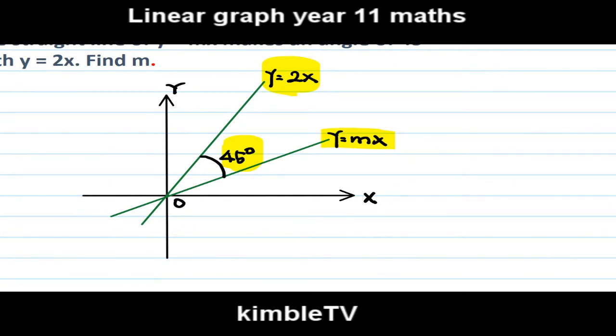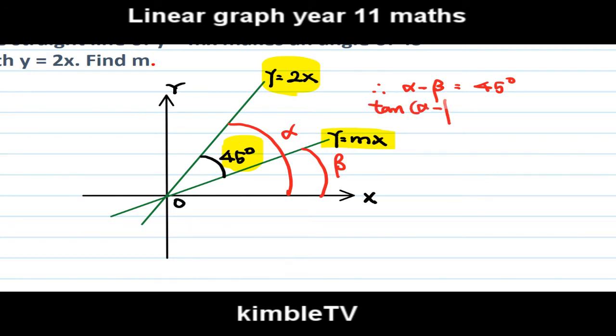This is alpha. Let beta be this one. Therefore, alpha minus beta equals 45 degrees. And we should take tan of both sides: tan of alpha minus beta equals tan 45. What is tan 45? It is 1. Easy.